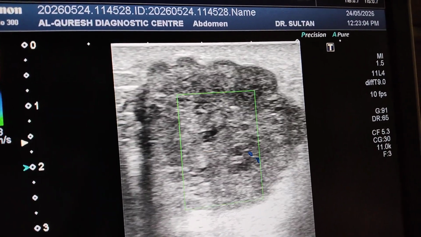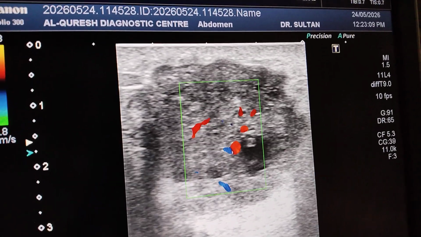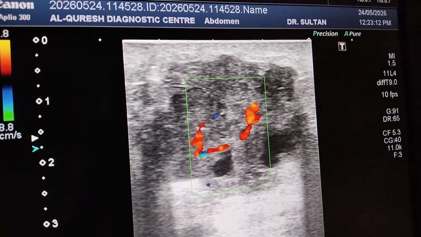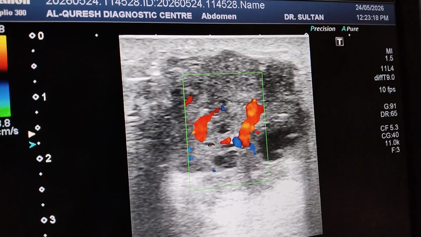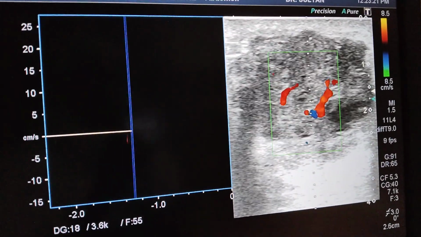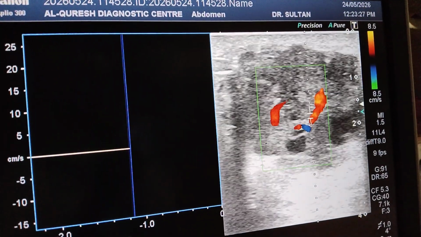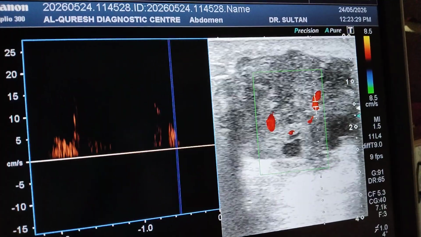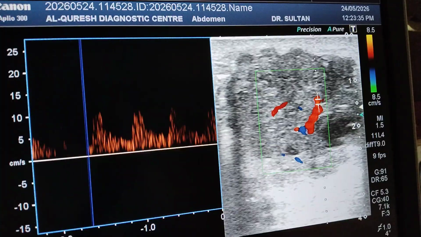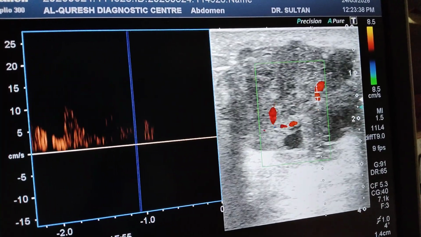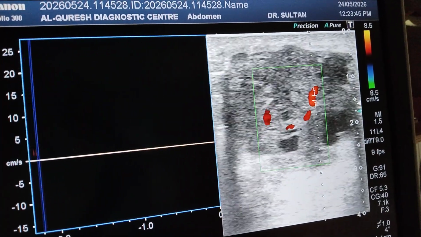So I'm going to put the color. What is the vascularity of this mass? Here we can appreciate that the mass has arterial as well as venous blood flow. We check the velocity of the mass, which is almost 10 to 11 centimeter, and the diastolic component is also significant.